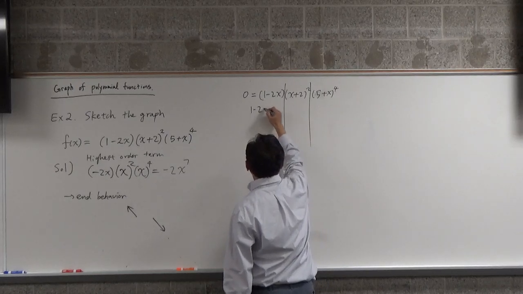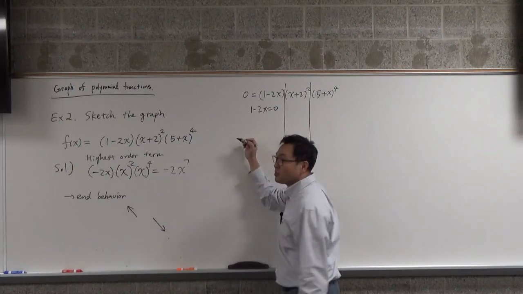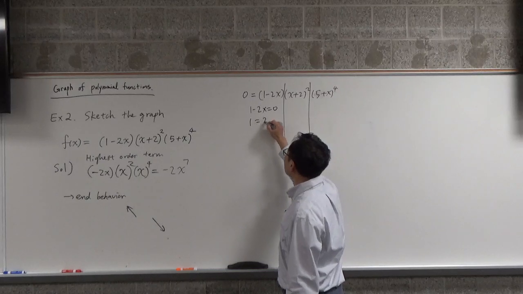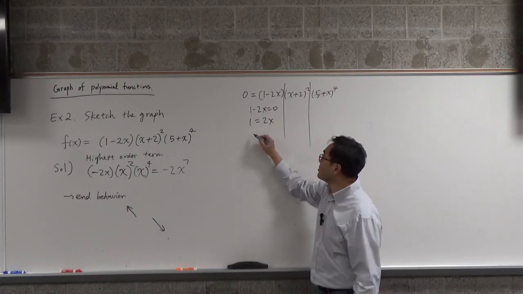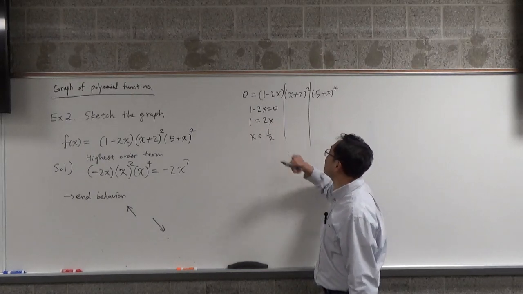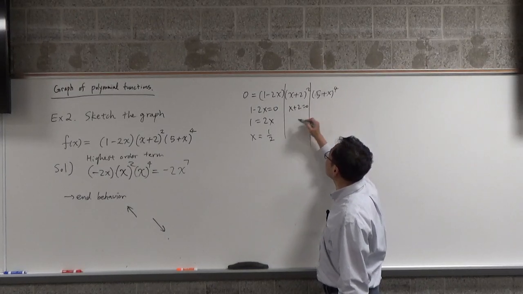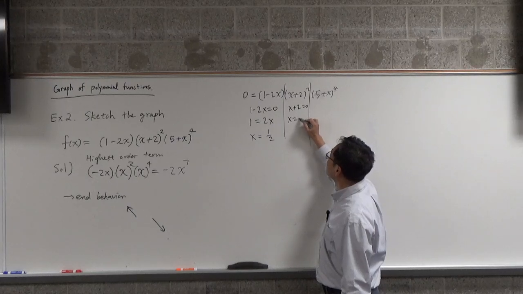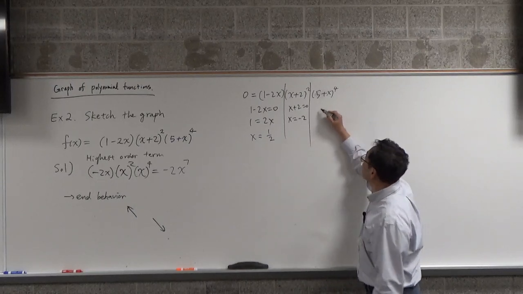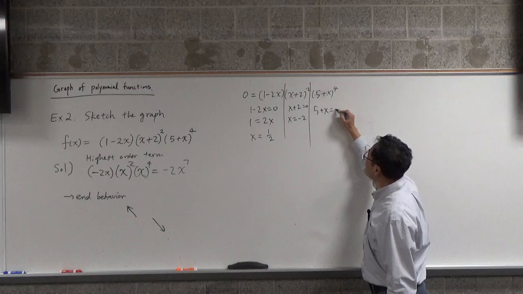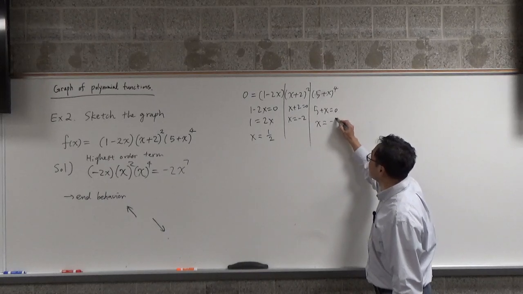So either 1 minus 2x is 0. When does this happen? At 1/2, right? You add 2x to both sides and divide by 2, it's 1/2. And over here, x plus 2 equals 0, so x equals negative 2. This one, 5 plus x equals 0, you get x equals negative 5.